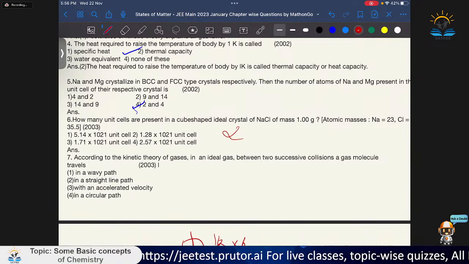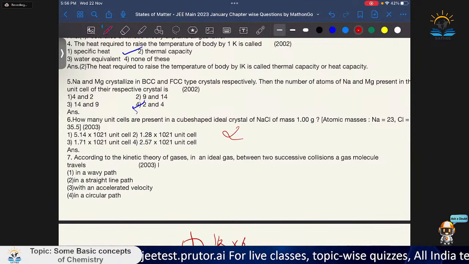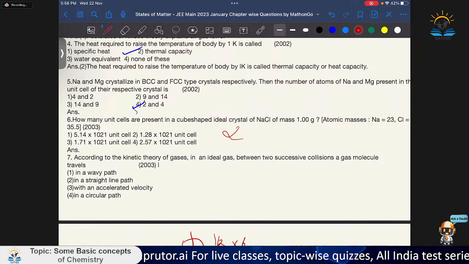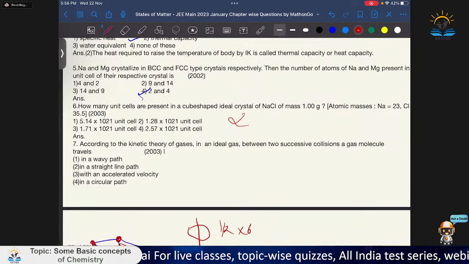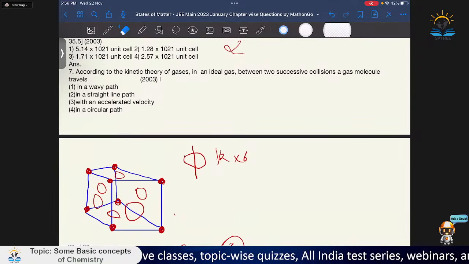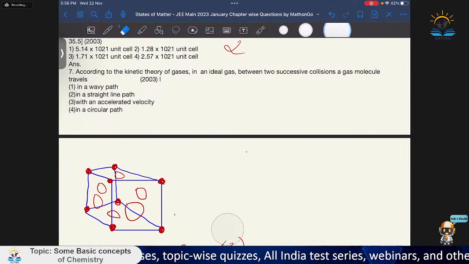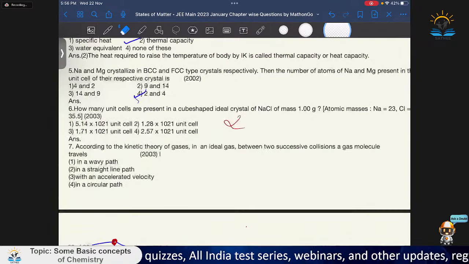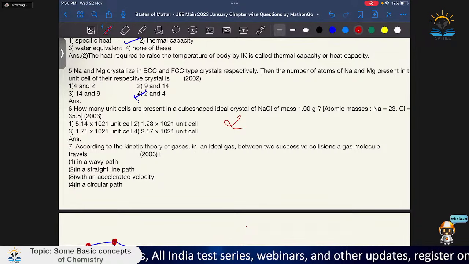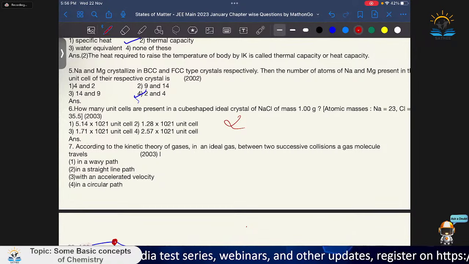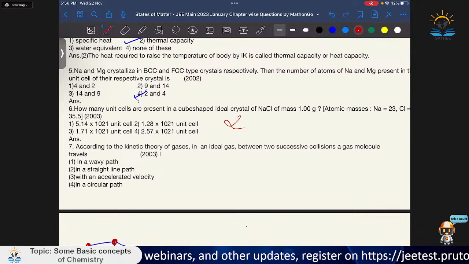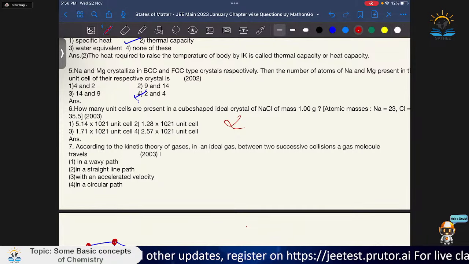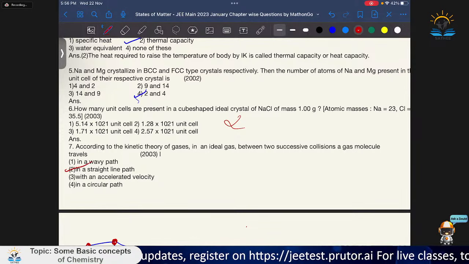Okay. This is important, kinetic theory of gases. Ideal gas between two successive collision, a gas molecule travels in. Remember kinetic theory of gases, what it says? The kinetic theory of gases, we had assumed some postulations, and these postulations said that all collisions are elastic and the gas travels in straight path before, after, and every time in between these collisions. So the answer is straight line path.